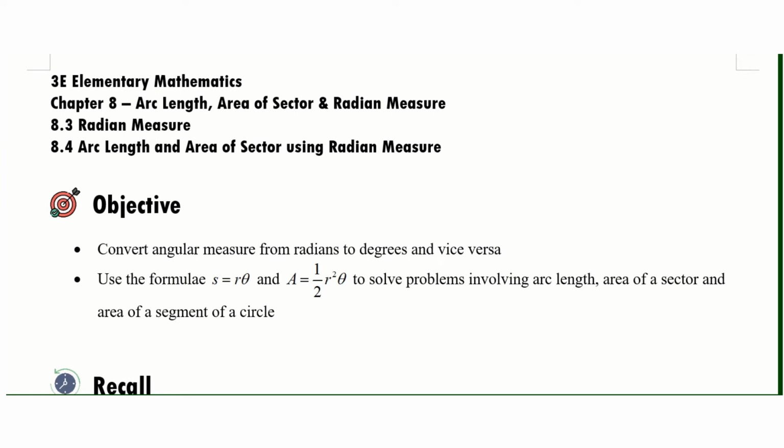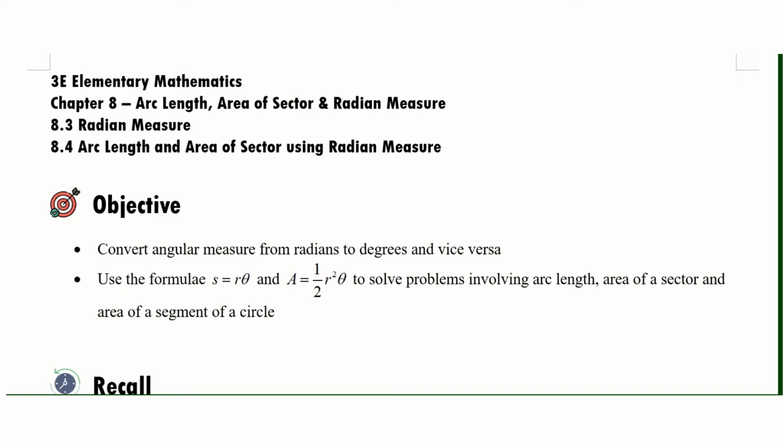Hello everybody, this video is going to be a continuation for chapter 8, and we are going to be covering chapter 8.3 on radian measure as well as chapter 8.4 on arc length and area of sector using radian measure. The objectives of today's lesson is to convert angular measure from radians to degrees and vice versa.